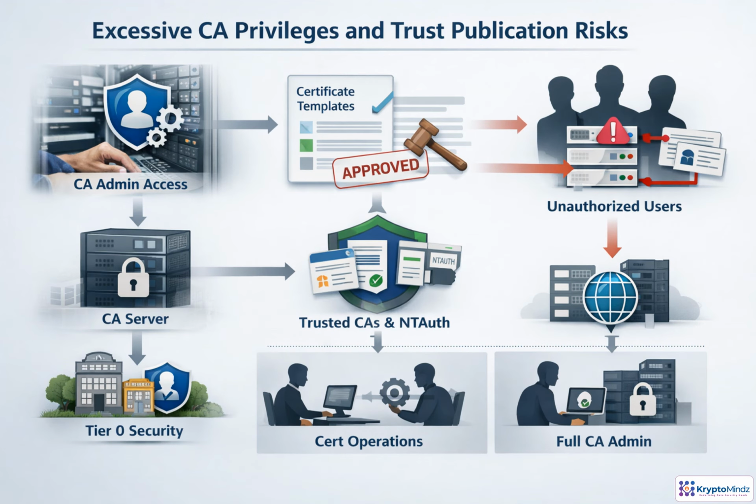Underneath all of this is one key idea. Control of the CA equals control of trust. If someone can manage the CA, edit templates, or approve certificates, they can indirectly choose who your domain trusts for authentication. So lock down CA permissions and tightly control who can publish trusted CA and NT-auth entries. Treat CA servers like Tier 0 assets and separate routine certificate operations from high-impact CA administration whenever possible.